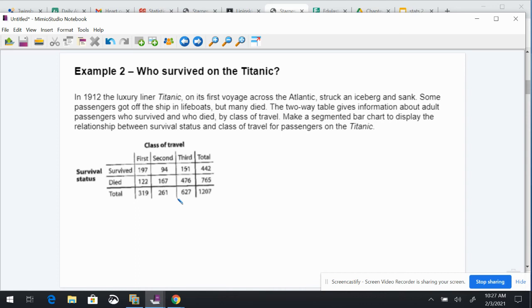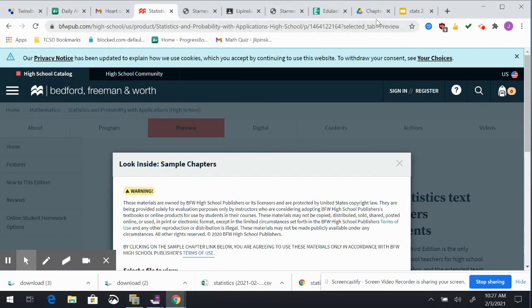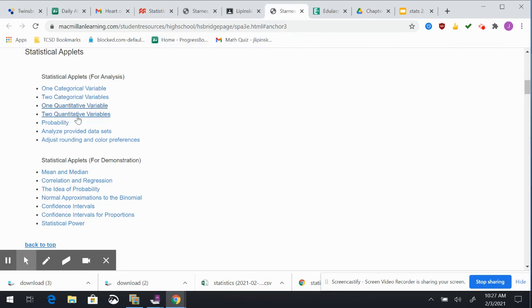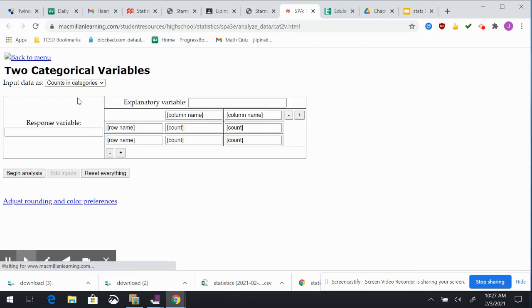So what we're going to do is make a chart here. We're going to make a segmented bar chart. So we're going to go to our stats app. Let's go to the app. We're going to go to two categorical variables. Again, we're going to type this in. The explanatory variable is class of travel. If you want to do this with me, go back and take a picture of this. The response variable was survival status.